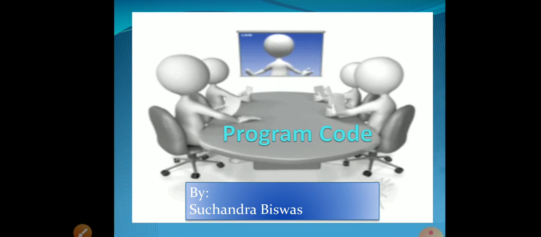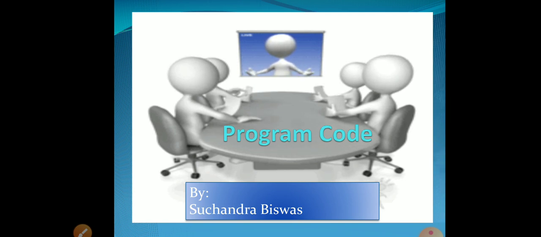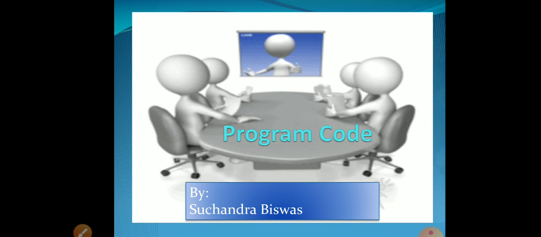As you have learned in Standard 6, what is a program? A program is a set of instructions to perform a particular task. And what is program code? Program code is the command given by the user to do the work or to perform the task.